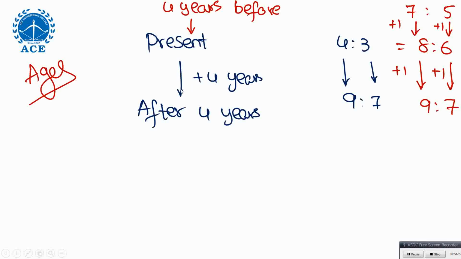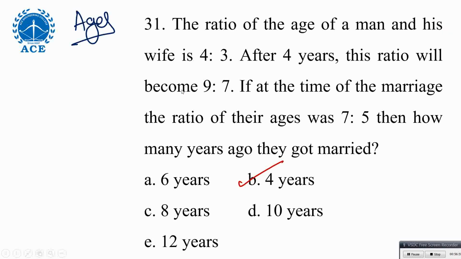See, one common sense point: some of you may have a doubt, sir, why did you write 8:6? See, the past age, at the time of my marriage, is 7:5. The present is 4:3. No, the present should be more than 7:5. Then the next one after 4 years should be more still. So if 4:3 has to become more, we double it: 8:6. 8:6, then future more, 9:7. It's proper. That thinking you have to get.